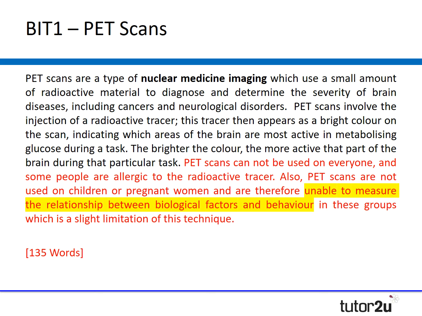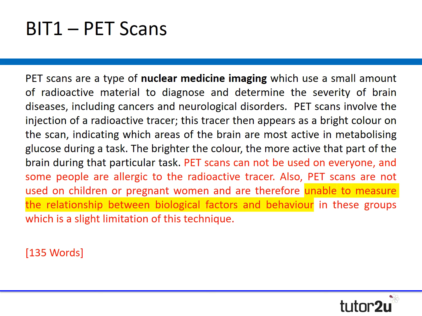What I then go on to is to draw on some general limitations at this stage, and many students will do this in their essays. So PET scans cannot be used by everyone, and some people are actually allergic to the radioactive tracer. Furthermore, PET scans can't be used on children and pregnant women, and are therefore unable to measure the relationship between biological factors and behaviour in these groups of people, which is a slight limitation of the technique, and I'll come back to that idea later.